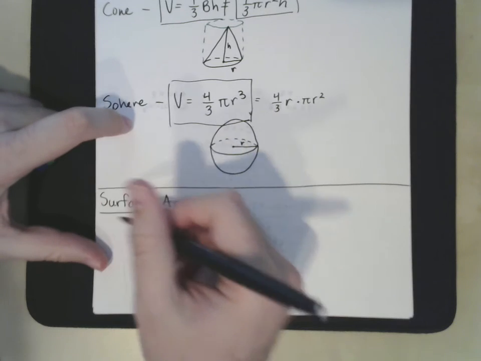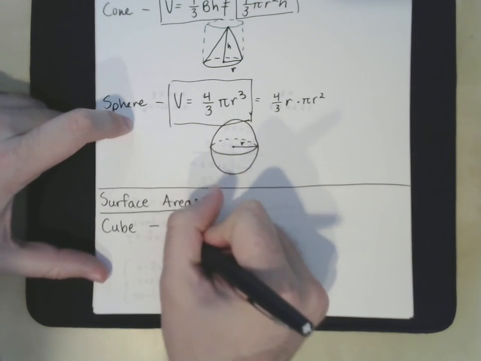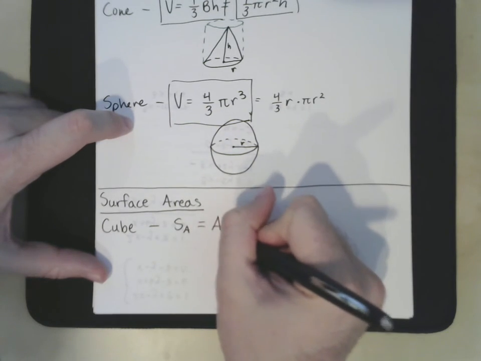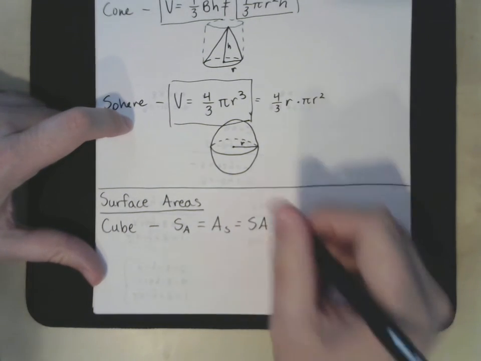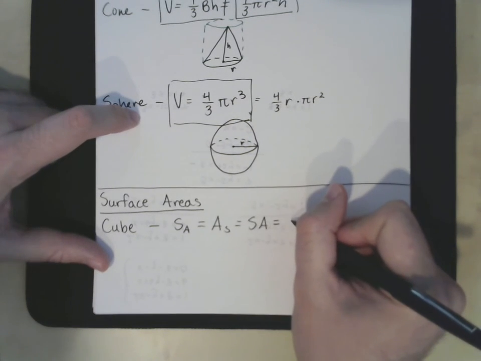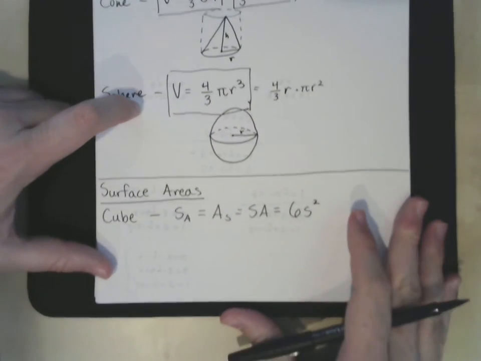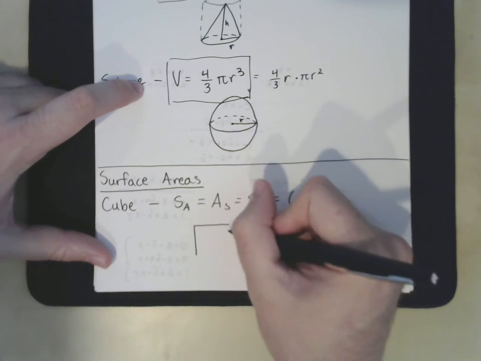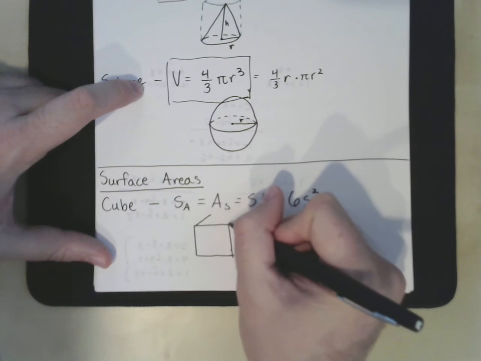So for a cube is the first one. The surface area, denoted S sub A, or sometimes A sub S, or sometimes just SA. All of these things refer to surface area, depending on who is giving you the formulas. And this is 6s squared. And if you draw yourself a little cube, we can take a look at where this area formula comes from.